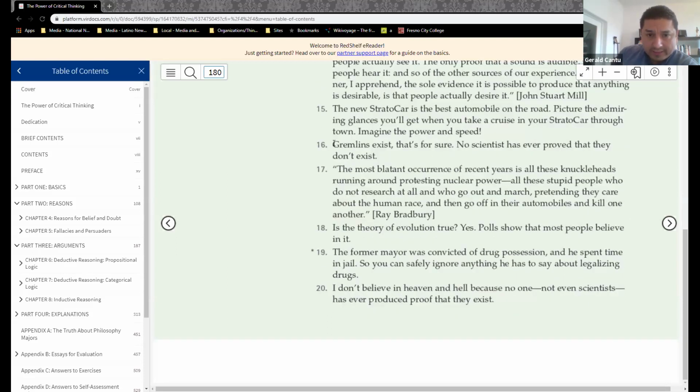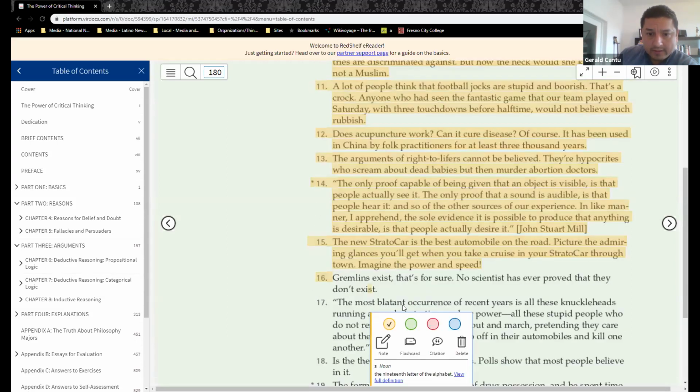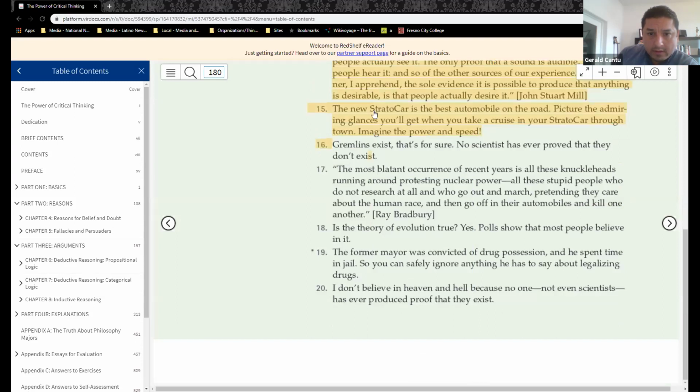Let's do number 16 here. Gremlins exist, that's for sure. No scientist has ever proved that they don't exist. What type of fallacy is that? Appeal to ignorance. Appeal to ignorance. There you go.